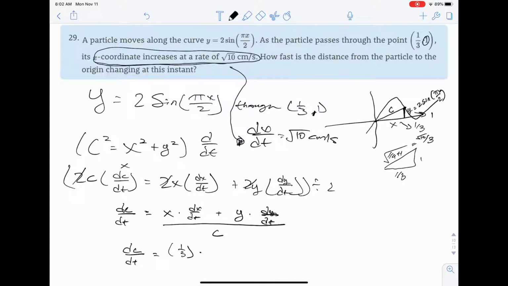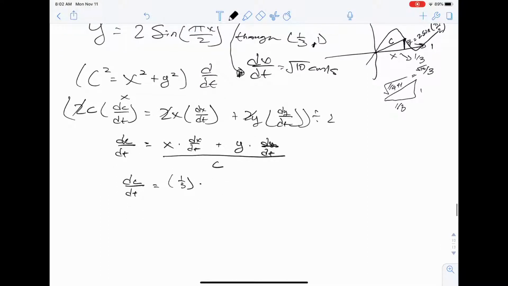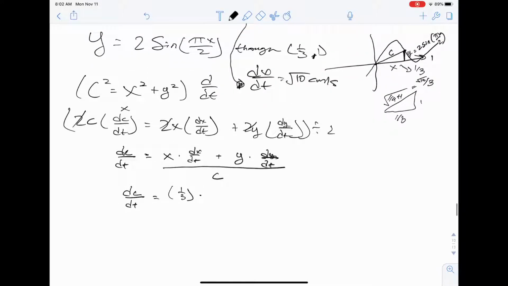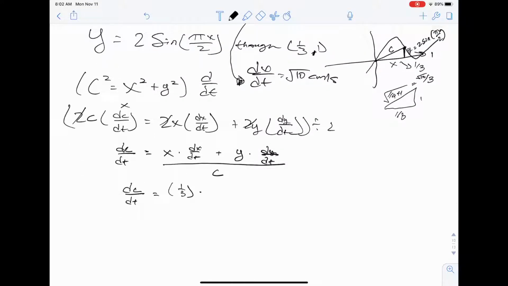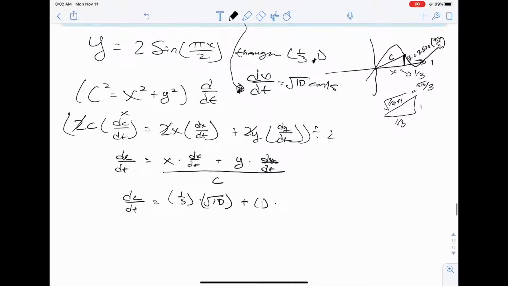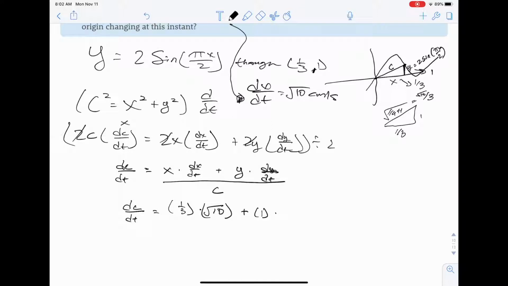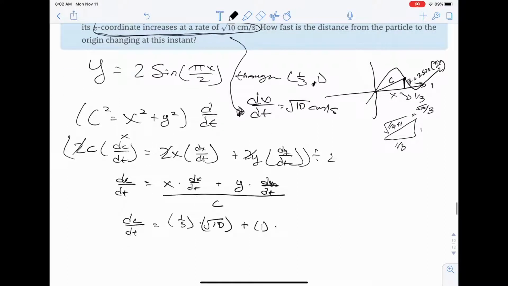So, next is dx/dt, the derivative of x with respect to t, which is just square root of 10, plus y, which is 1, times dy/dt. Now, where's dy/dt, the derivative of y with respect to t? Well, this is just right here. You find the derivative of that.